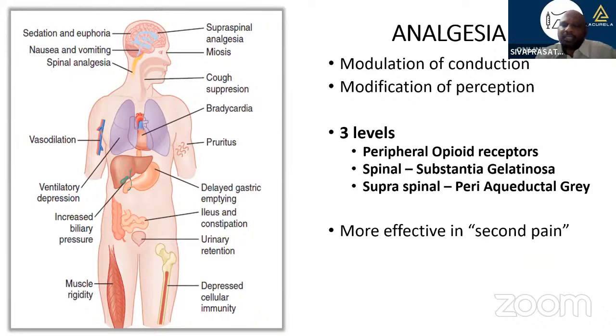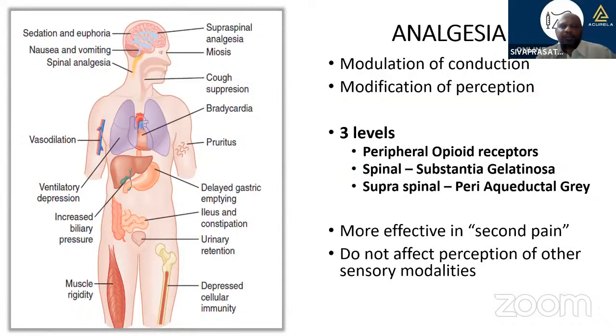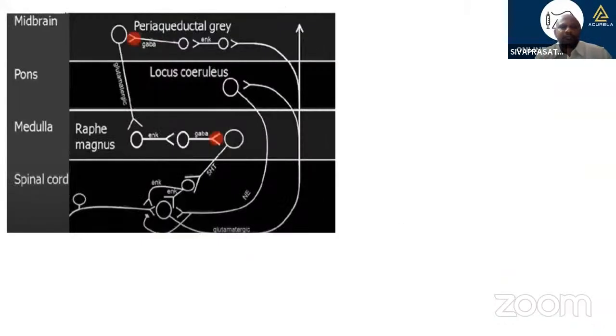All these analgesic effects are more effective in second pain. First pain means the cutting pain, which is conducted through A delta fibers. The second pain is the deep, slow pain, which is conducted through the C fibers. Opiates are very effective in abolishing the second pain. And the particular specialty is that touch and temperature perception are not affected. Only certain sensory modalities are affected.